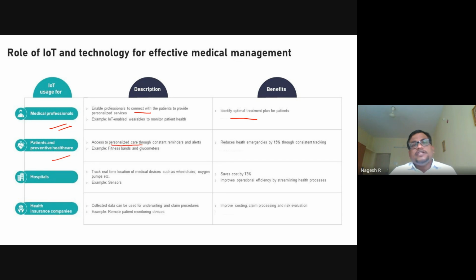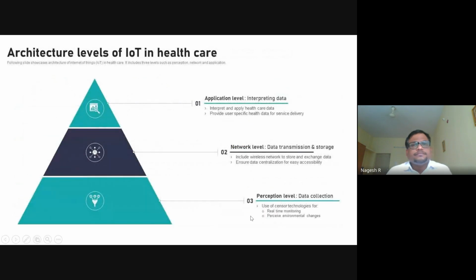Patients can access personalized care through constant reminders and alerts, for example fitness bands and glucometers, which I'll be discussing later, and this reduces healthcare emergencies by 15% through constant tracking. At the hospital level, hospitals can track the real-time location of medical devices such as wheelchairs and oxygen pumps, which saves costs and improves the overall efficiency of hospital functioning. Health insurance companies can collect data used for underwriting and claiming procedures, which improves costing, claims processing, and risk evaluation.